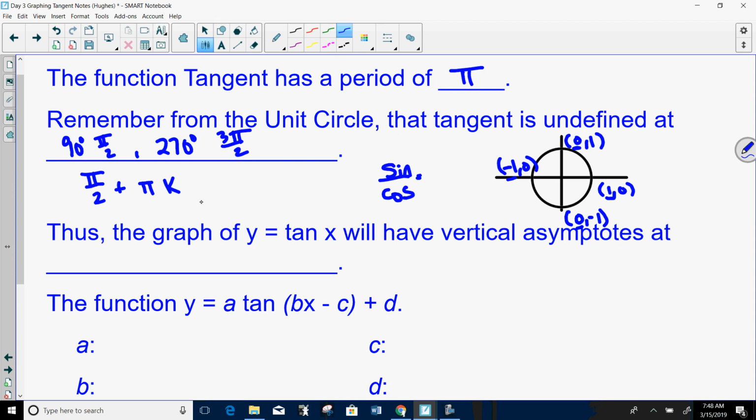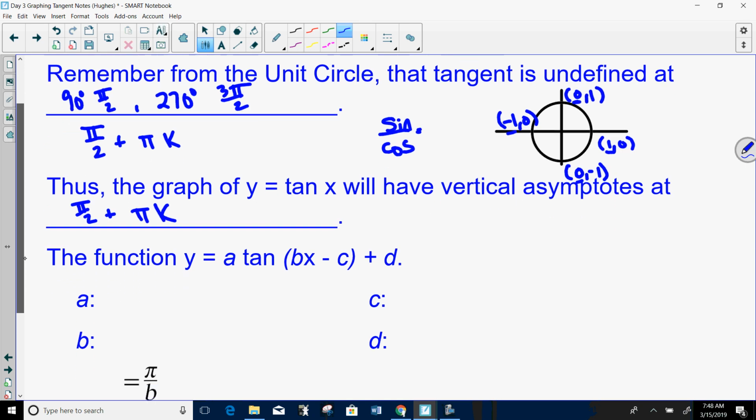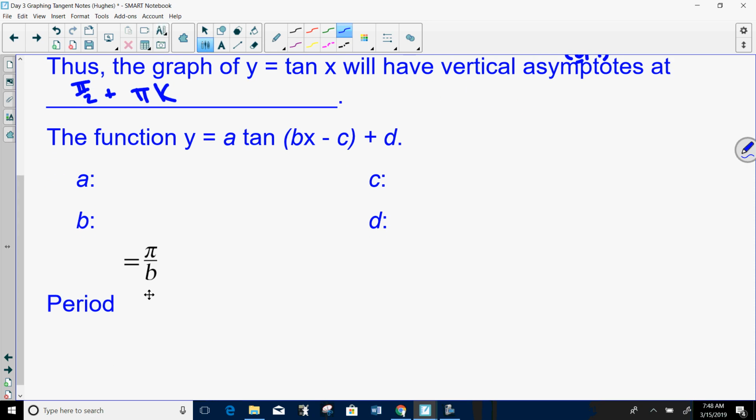Thus, the graph of y equals tangent x will have a vertical asymptote at each undefined value. So you're going to have asymptotes at pi over 2 plus pi k, and that takes care of all of them. That would be 90, 270, 450, and so on and so forth. You would also have negative 90, negative 270, and so on, which would take care of all of those.